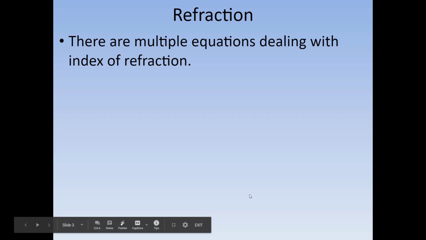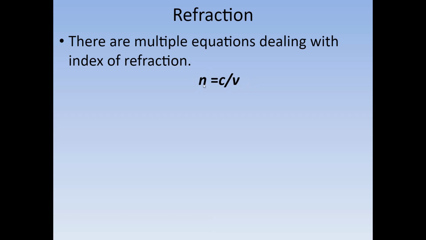Now, there are two main equations for refraction. The main one is this, n equals c over v. n is representing the index of refraction, again, unitless. c is the speed of light in a vacuum. This is the 3 times 10 to the 8th. And v is the speed of light in the material.